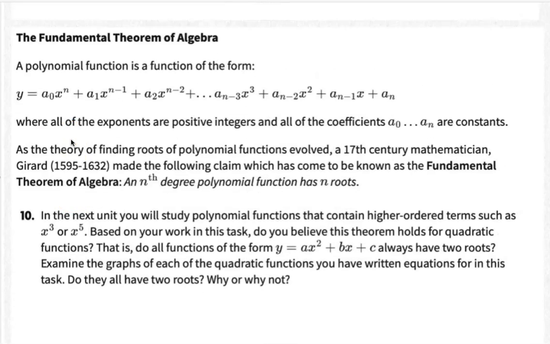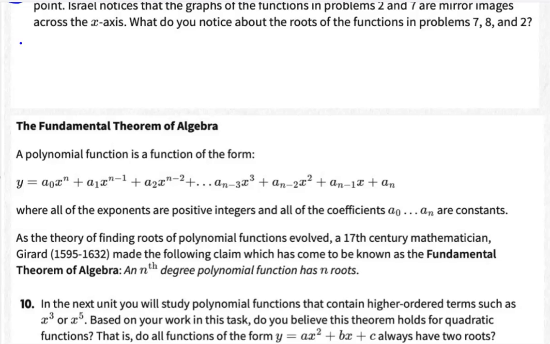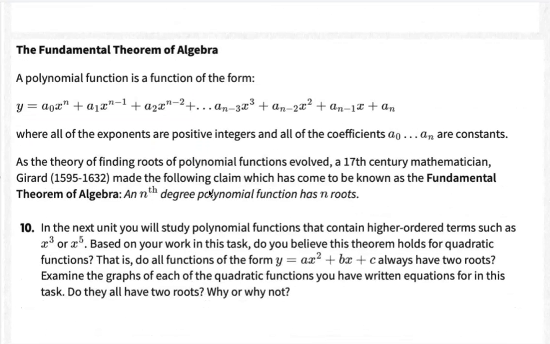Okay, guys, so we are going to go ahead and finish up lesson 4 here. So we're going to pick up right where we left off on page 53. Okay, so right here in the middle, kind of where it says fundamental theorem of algebra.